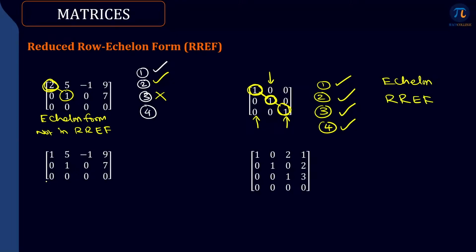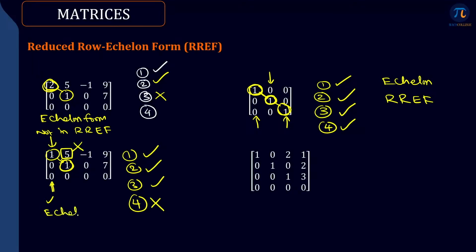Now the next one. The 0 row is at the bottom, satisfied. Leading entries to the right side, satisfied. Leading entry must be 1, satisfied. Fourth one: this is a leading one, in this column all are 0, satisfied. But here this is a leading one, and in this column there is a 5, failed. So the fourth condition failed. So it is only in echelon form, but not in reduced row echelon form.